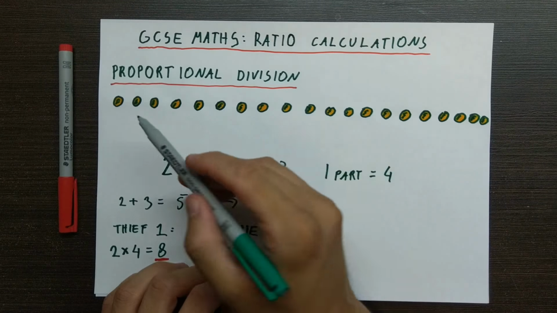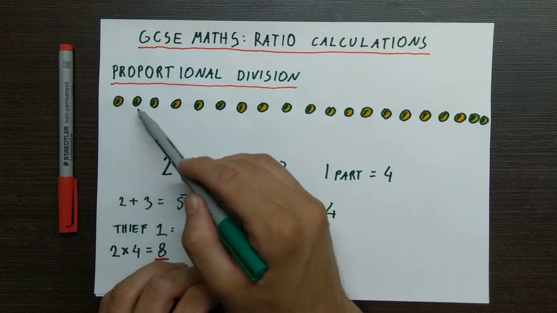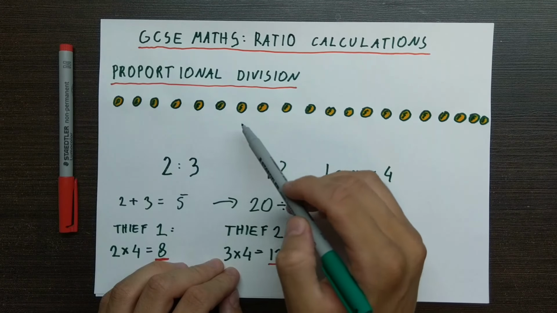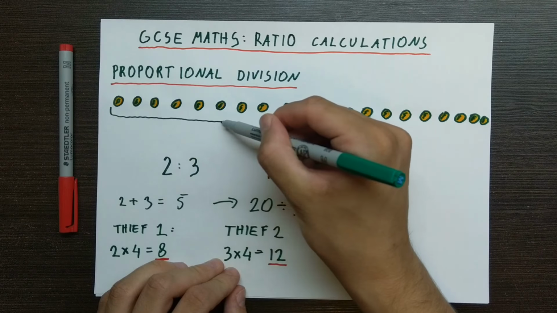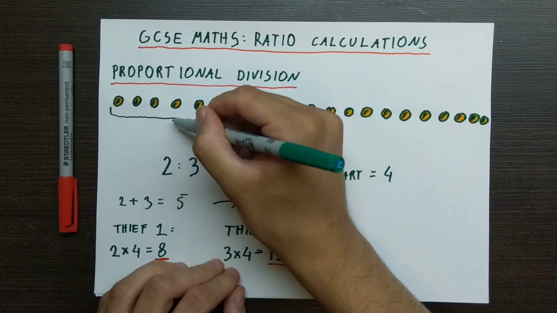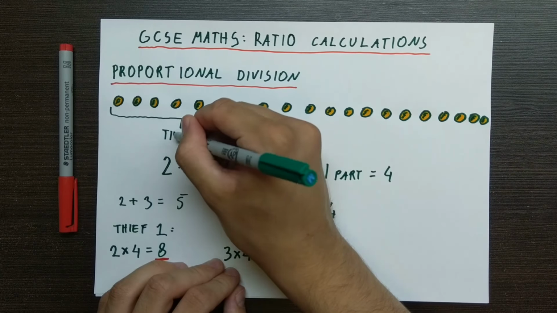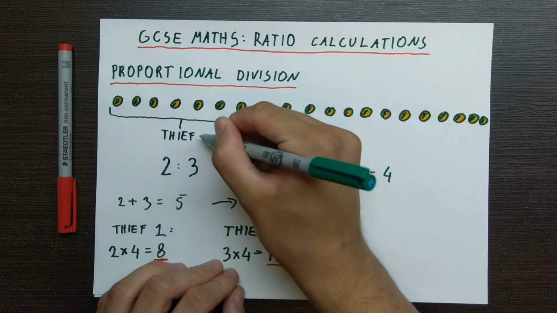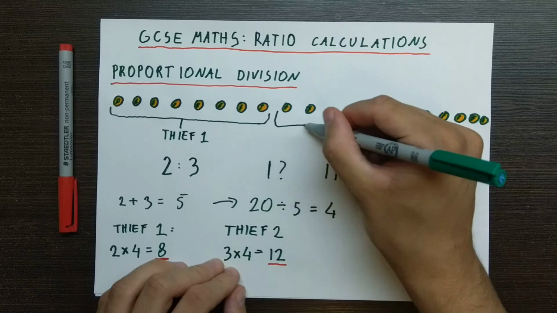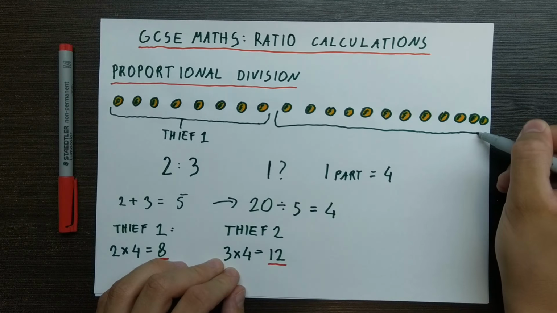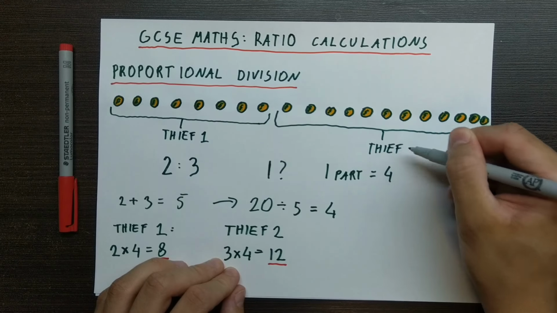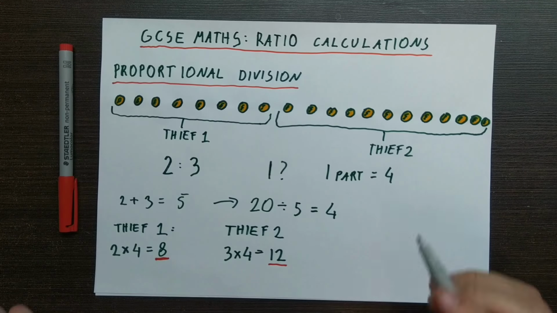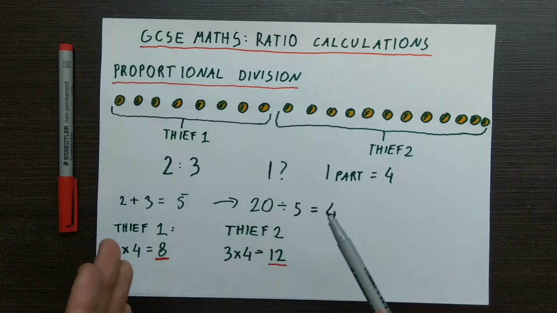And that's how it works. So on the picture here we would have 1, 2, 3, 4, 5, 6, 7, 8, like so. So that's thief 1. And then the other 12 coins go to thief 2. There we go. So that's how we do proportional division.